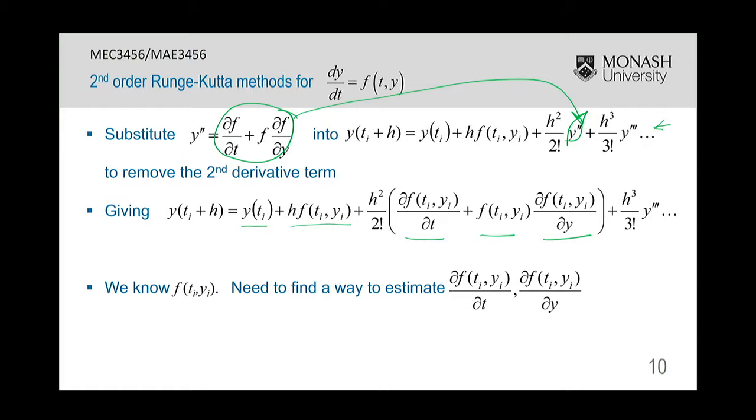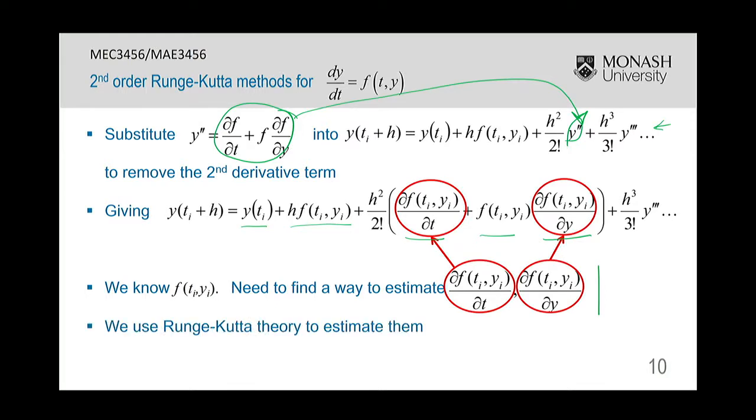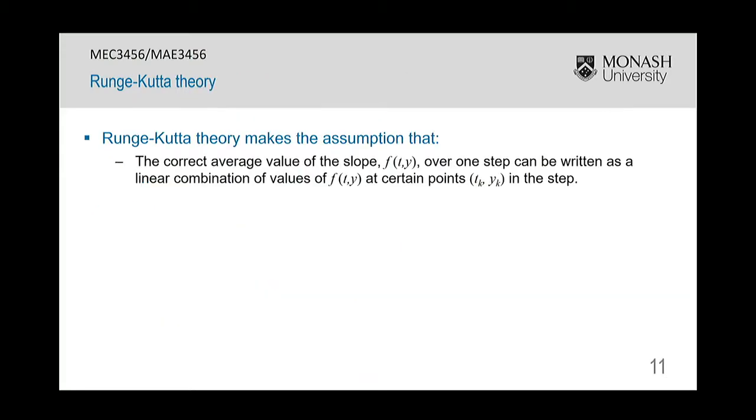Now, of course, we know what f of ti, yi is because we know what the function is, we know what the time is, and we know what our current solution is, yi. However, we don't know what these things are, that term and that term there, and we need to find some way of estimating them. What we're going to do is look at a couple of different ways of using what's known as Runge-Kutta theory to estimate them.